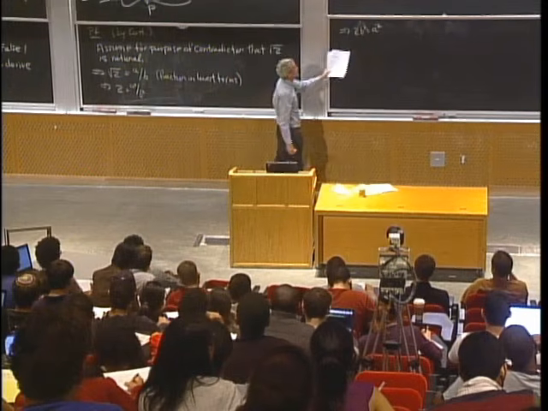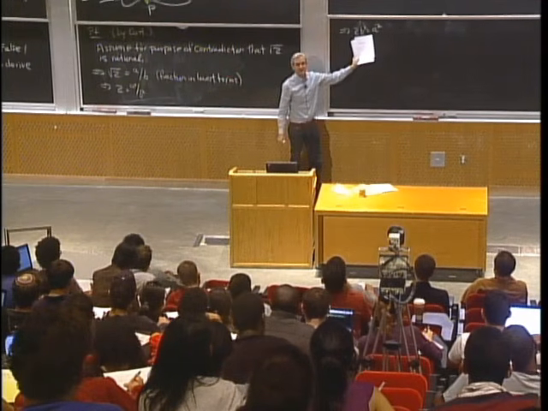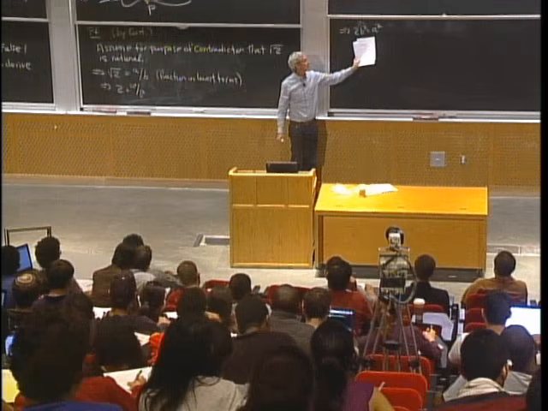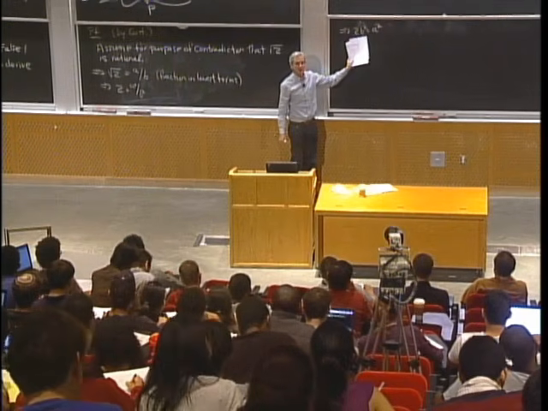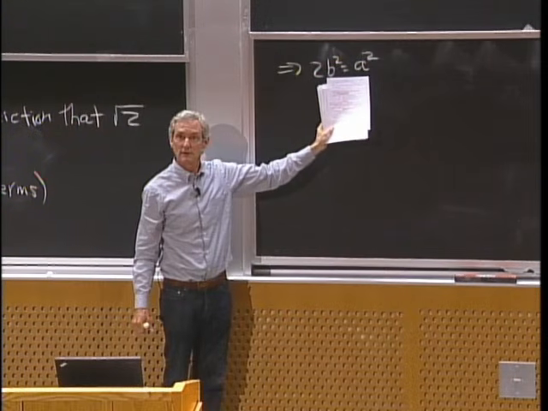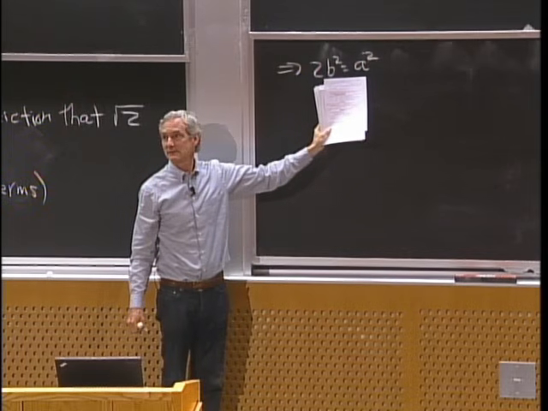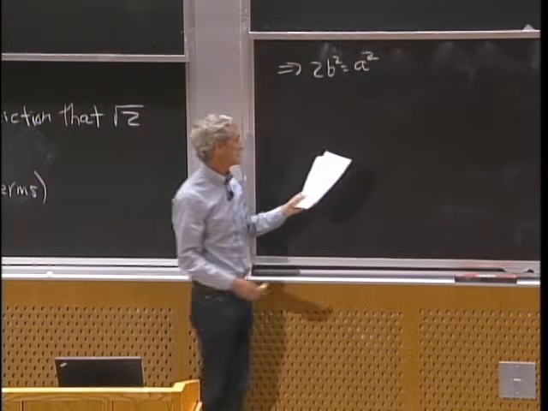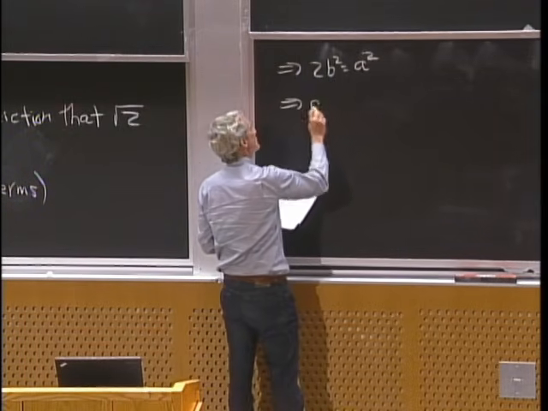Anything special about a? Can a be anything? A squared is even, right? Because 2b squared is an even number, so a squared is even. And what does that mean about a? A is even. If a squared is even, then a is even.